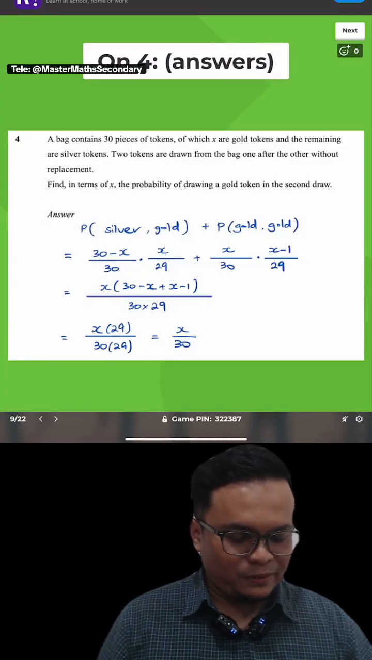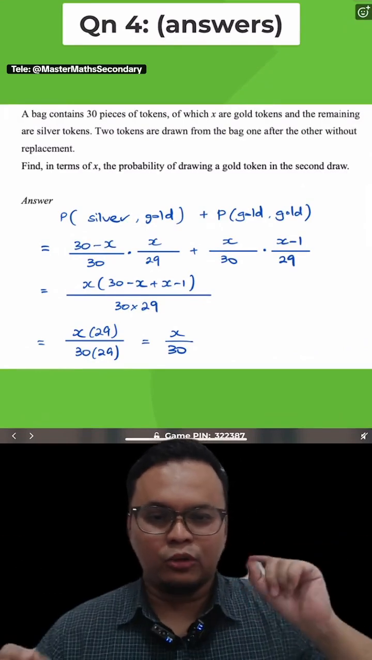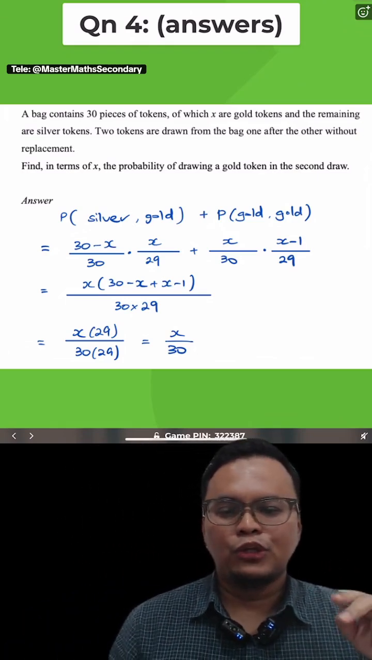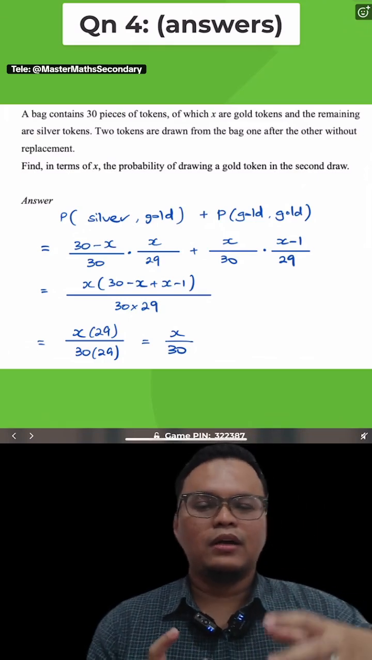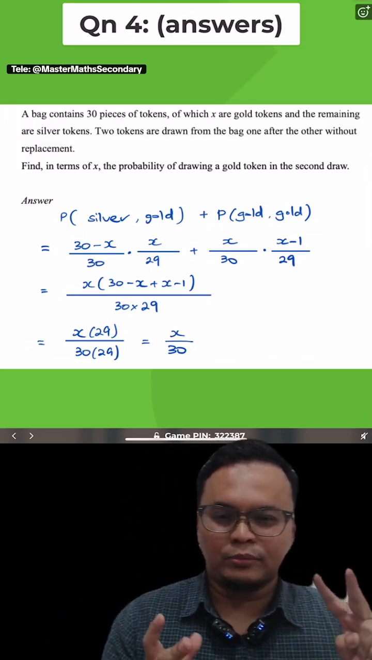Let's take a look at how this is done. For us to get a gold token in our second draw, there are two possible outcomes. You can have silver first, followed by gold, or gold followed by gold. So there are two possible outcomes that you would want to be looking into.